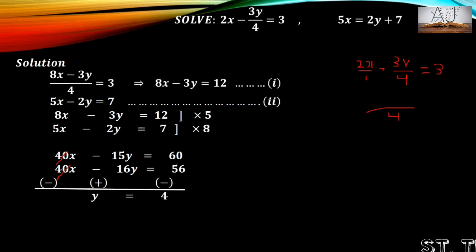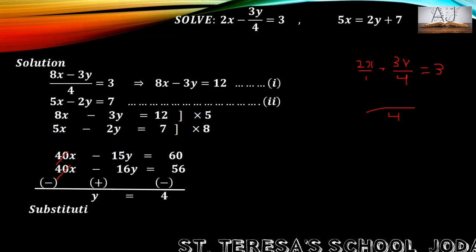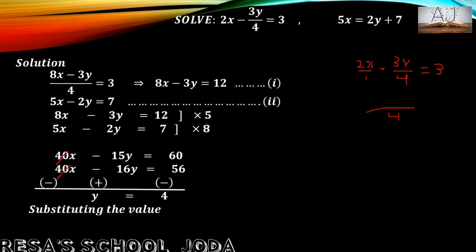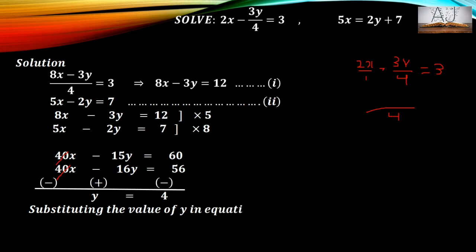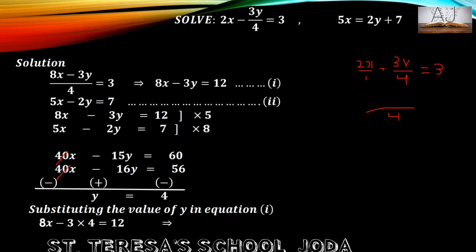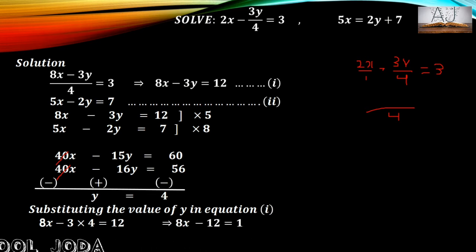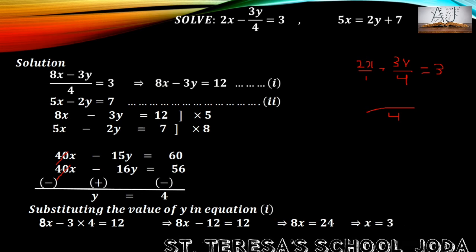Now we'll get the value of x also. So substitute it in the equation. Which equation? You can take any one, and substitute it there. Suppose I take the first equation, 8x minus 3y equal to 12. In place of y, I have put 4. So 8x minus 3 into 4 equal to 12. 3 into 4 is 12. 8x minus 12 equal to 12.